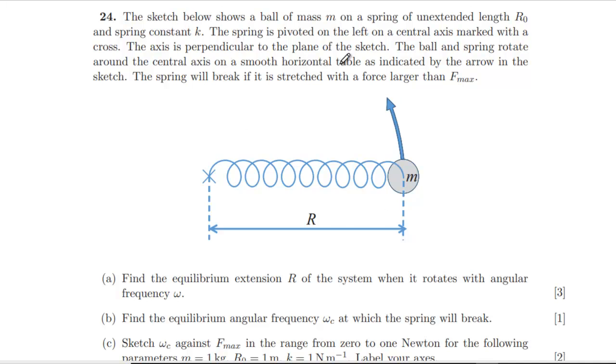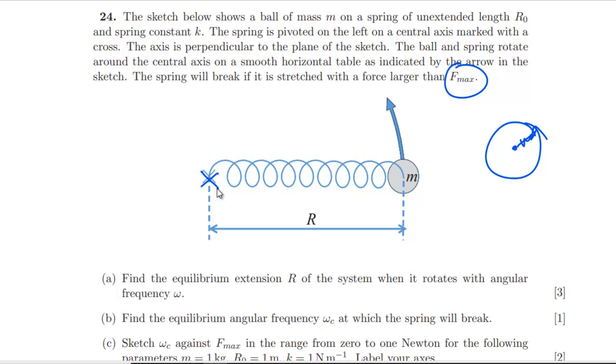We've got a sketch below, which shows a ball of mass m on a spring, unextended length r0, spring constant k. The spring is pivoted on the left on a central axis marked with a cross. The axis is perpendicular to the plane of the sketch. The ball and spring rotate around the central axis on a smooth horizontal table. So we're looking down on something going round and round in a circle with the spring at the middle, and the spring is providing the centripetal force.